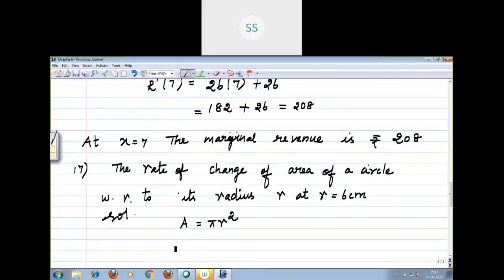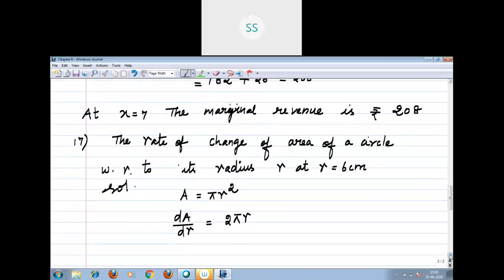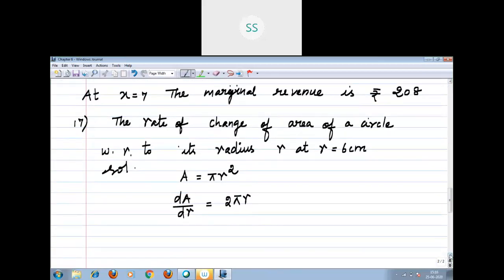You are differentiating with respect to r on both the sides. dA by dr equals 2 pi r, because you are differentiating with respect to r. When you differentiate r with respect to r you will get 1, so there is no necessity to write it. Then what is given? r equal to 6. You have to substitute 6 in the place of r.